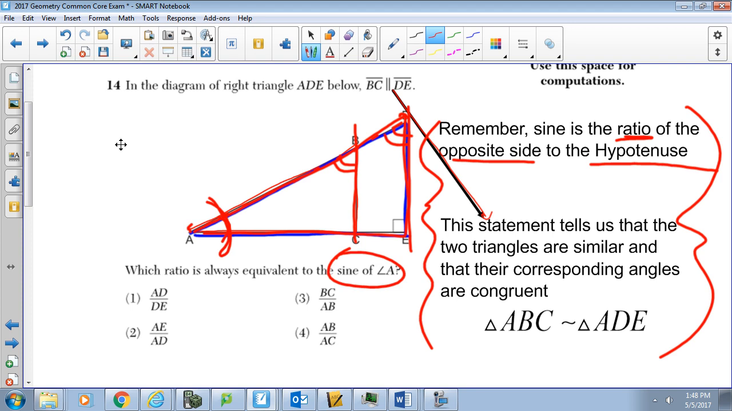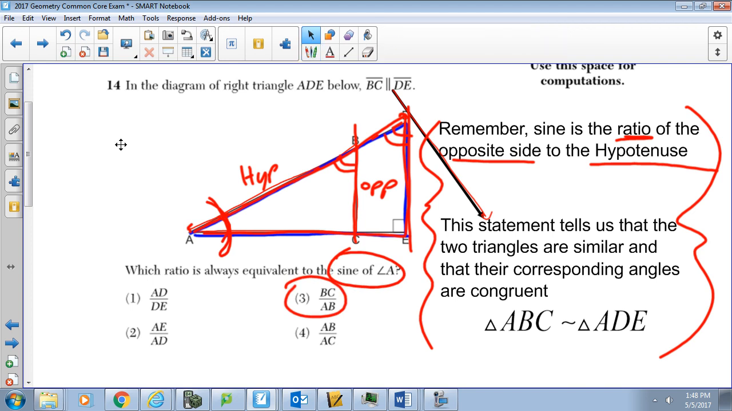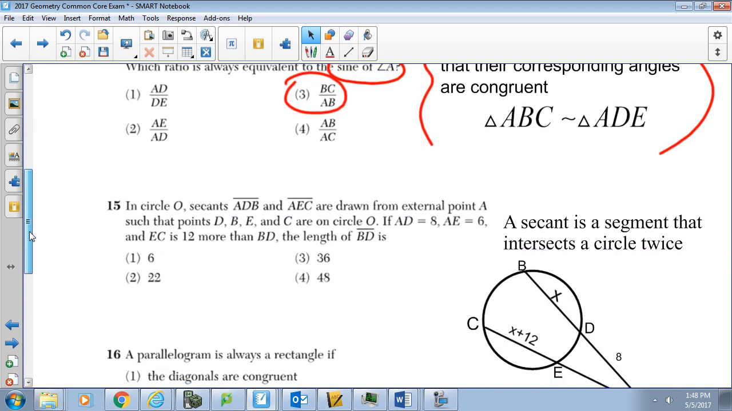For the smaller triangle, it would be BC, this one, over AB. And if you look here, BC over AB is that one. All right, let's go to number 15 here.